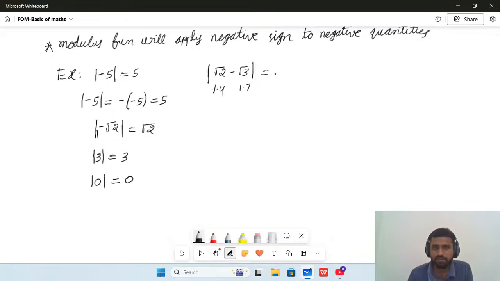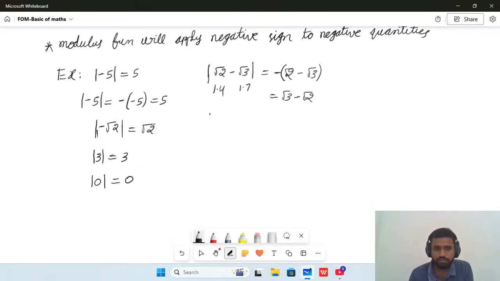So what will this modulus do? This modulus will apply a negative sign to root 2 minus root 3. So what is the output? The output will be root 3 minus root 2. Modulus of root 2 minus root 3 will be equal to root 3 minus root 2. So internally, it is applying a negative sign to the negative quantities only. For positive quantities, it will give positive quantities as output. Okay, so what is another example?